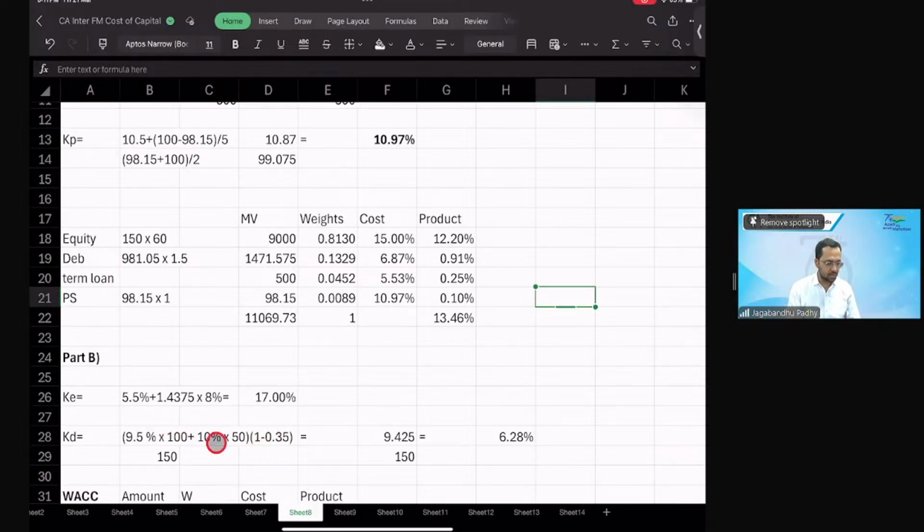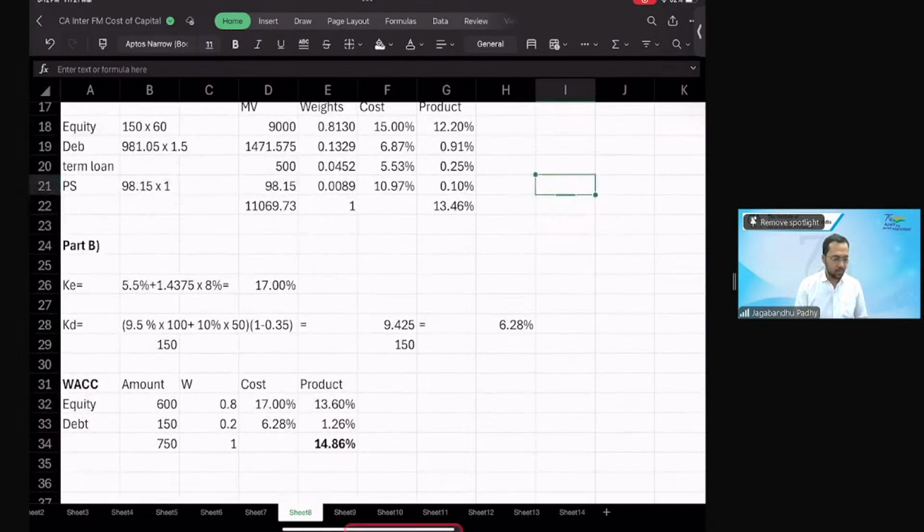So this is the interest upon net proceeds answer. Interest is 9.5% of the initial 100 and 10% of the remaining 50. On that, you multiply 1 minus 0.35, the whole divided by 150. That should give us the answer as 6.28%. Now, once we have this 17% and 6.28%, we can get the weighted average as 14.86%.